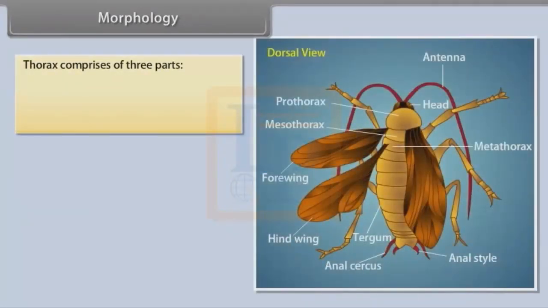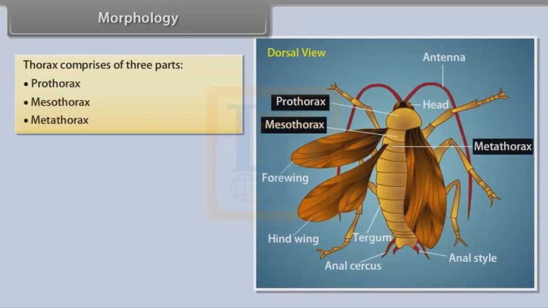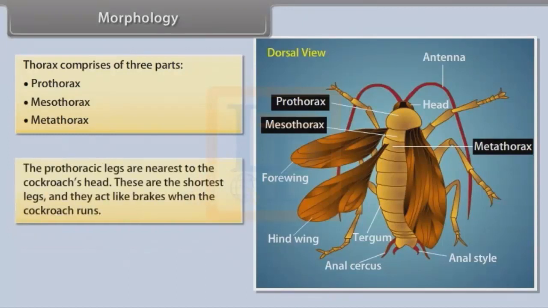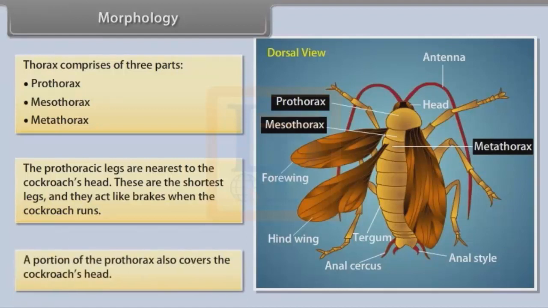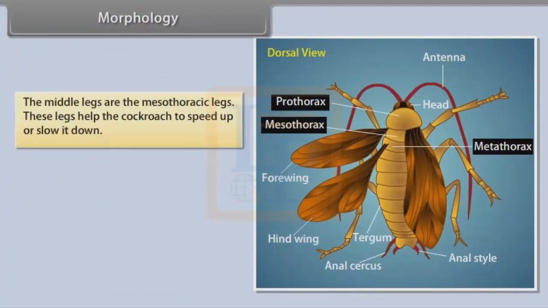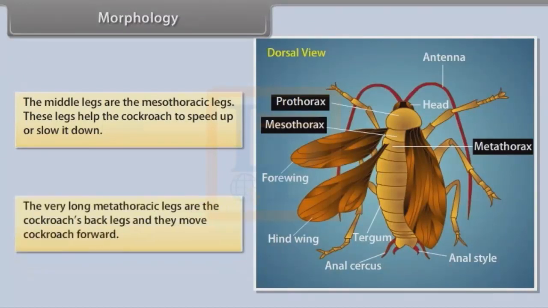Thorax comprises 3 parts: prothorax, mesothorax and metathorax. The prothoracic legs are nearest to the cockroach's head. These are the shortest legs and they act like brakes when the cockroach runs. A portion of the prothorax also covers the cockroach's head. The middle legs are the mesothoracic legs. These legs help the cockroach to speed up or slow down. The very long metathoracic legs are the cockroach's back legs and they move the cockroach forward.